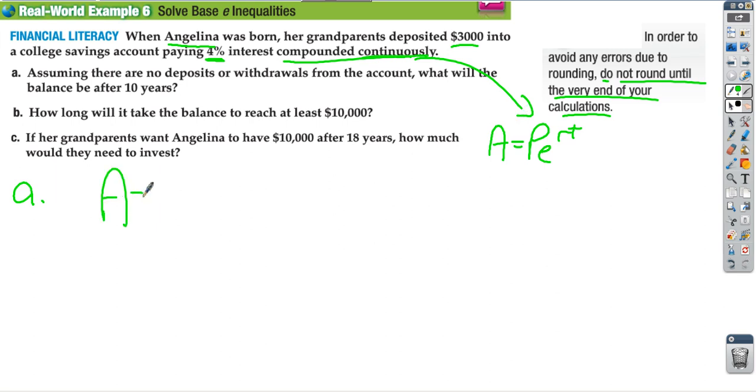So we don't know this. This is what we're trying to find. The principal, P, we do know. They're telling us that we invested $3,000. e raised to the rate.